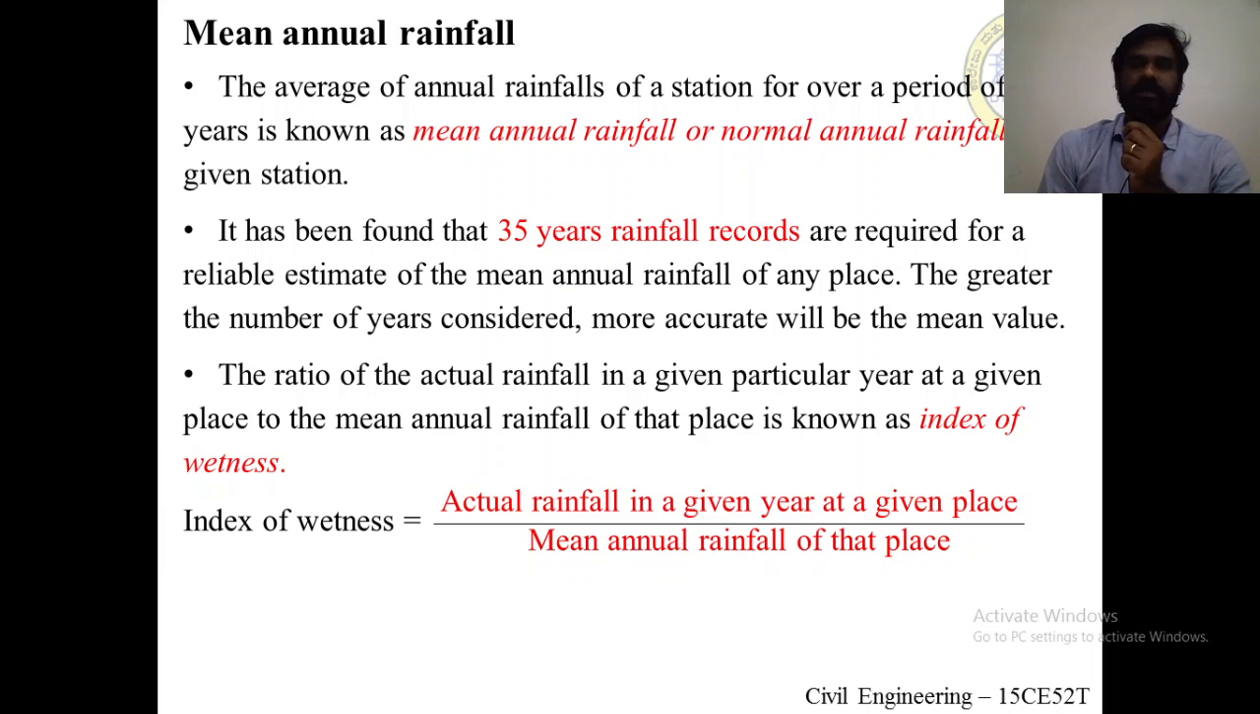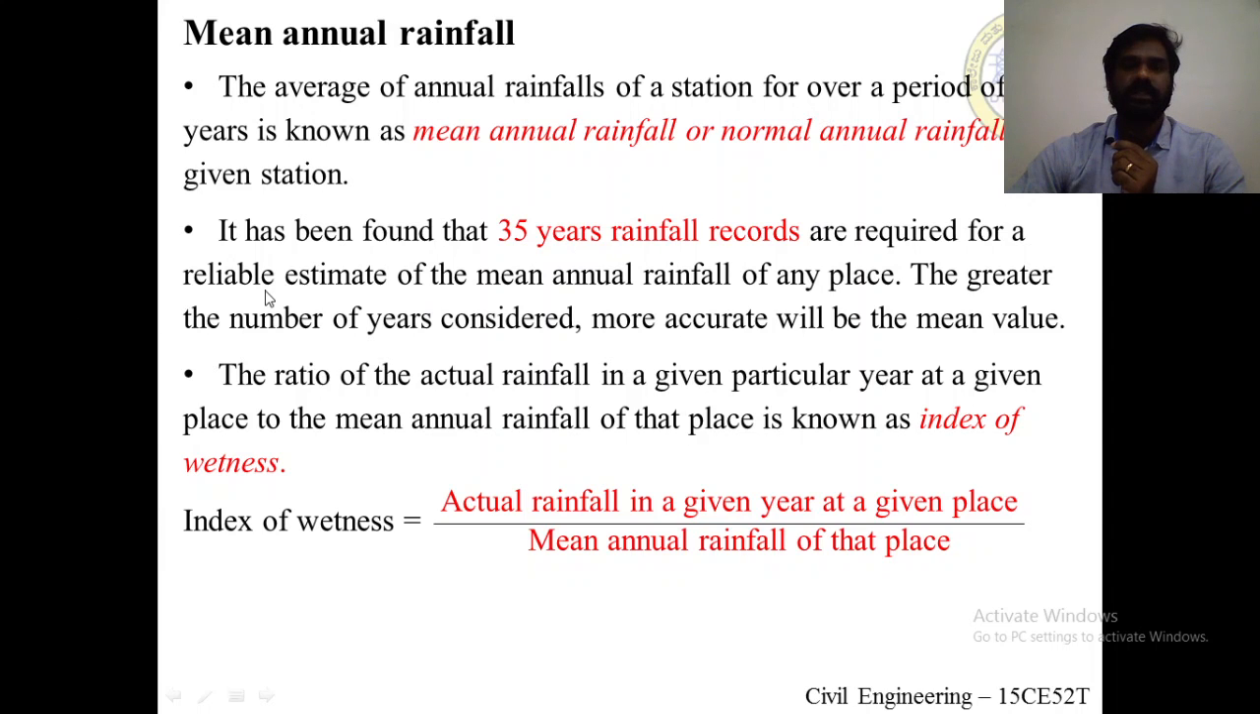Why do we need 35 years of rainfall records? Because rainfall varies day to day and monthly. It varies hugely. So to get a mean value, we need a large number of years of rainfall records. In India, we collect 35 years of rainfall records to calculate mean annual rainfall.